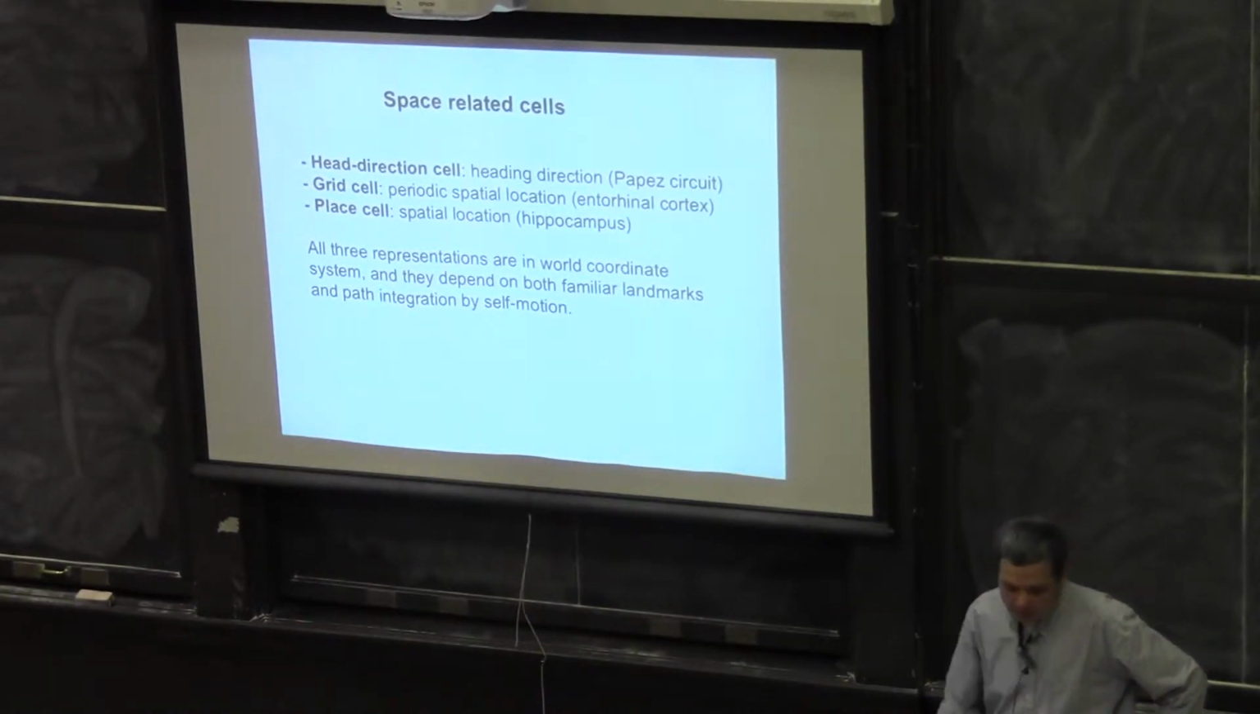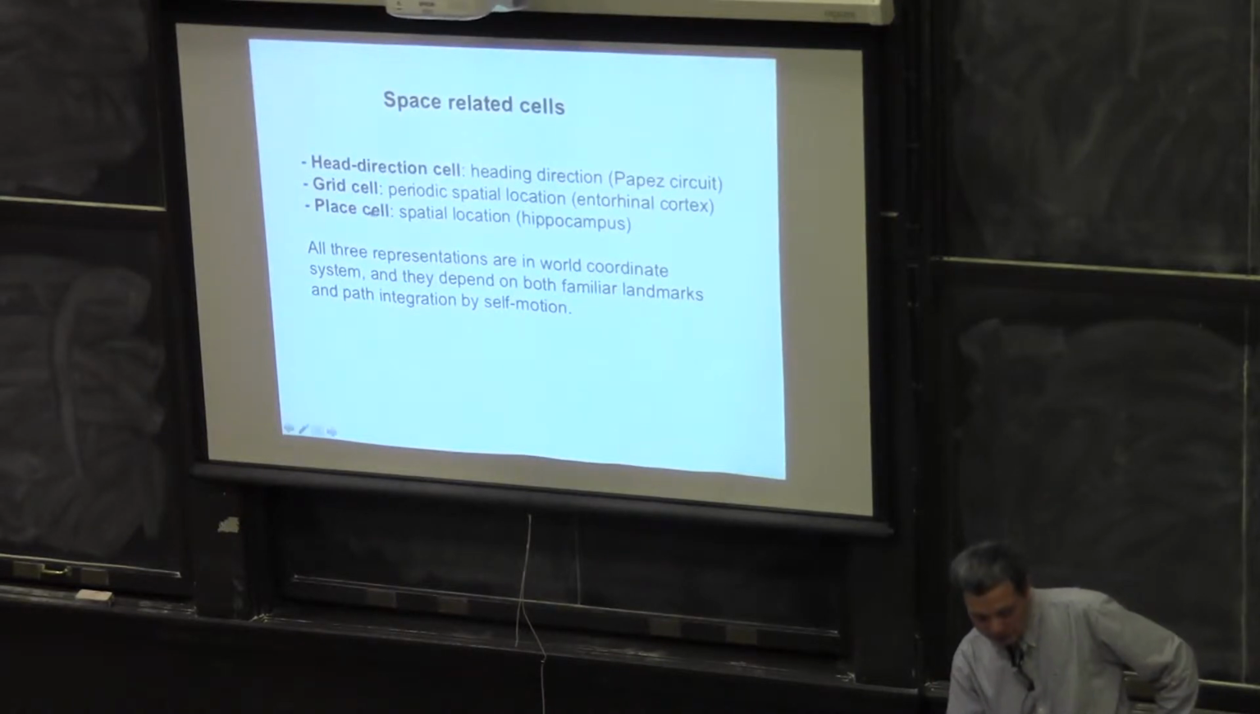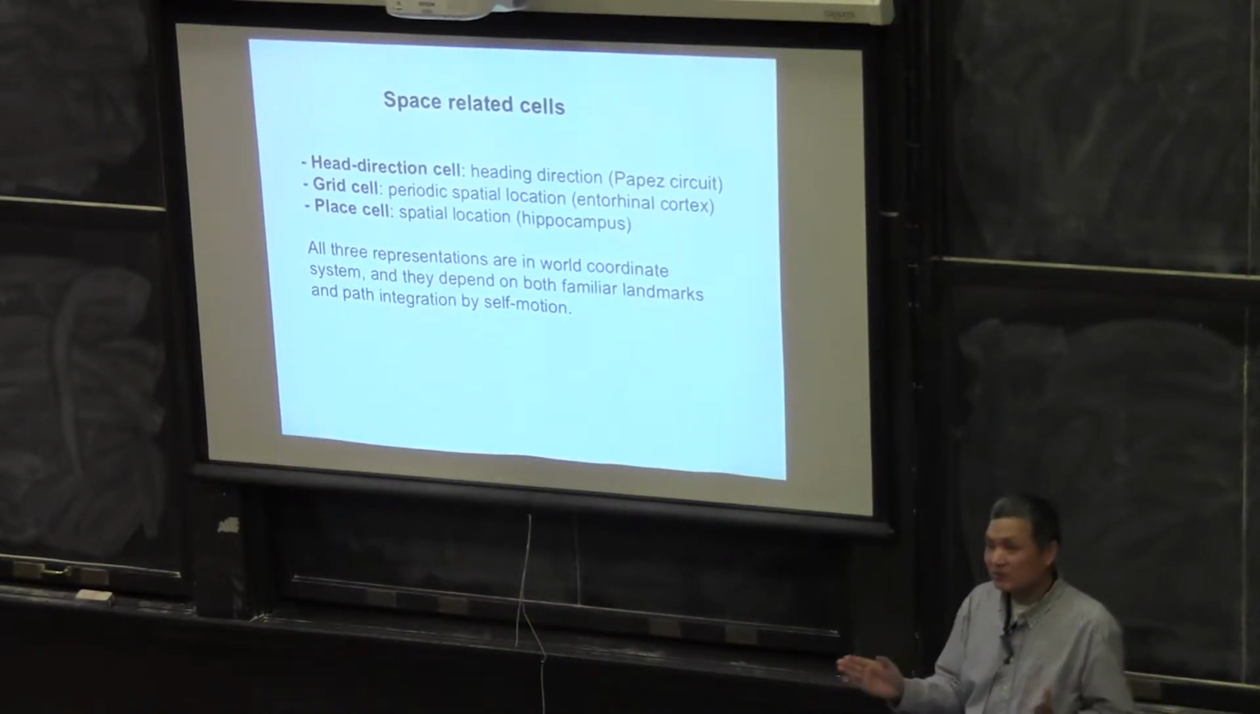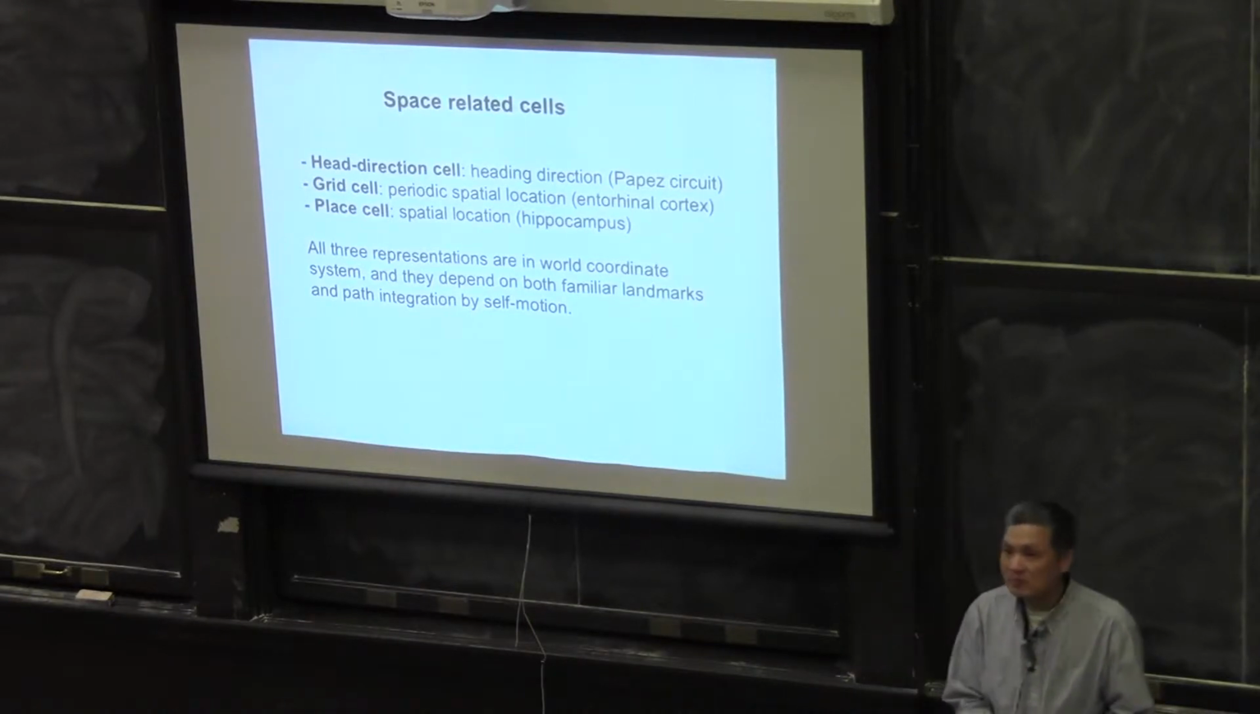I think last year, the people who discovered the place cell and the grid cell got the Nobel Prize in physiology and medicine. You remember this one? The popular press says they discovered the GPS system of the brain. Actually, it's not GPS, but it's something very amazing.